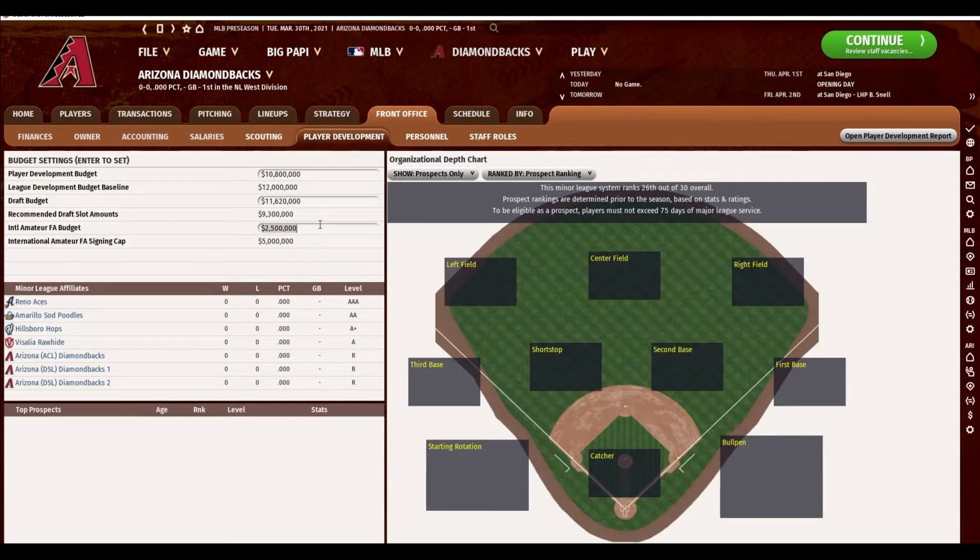I always will put my international amateur budget at $5 million, not $500,000, $5 million. Because as you know, if you get a stud international free agent and you're looking to rebuild, or even if you're not looking to rebuild and you're just looking for some good prospects, sometimes the international amateurs can really find you some studs. This is the one place, though, where if you want to cut this back to zero and just skip international free agents for a year or two and invest that money elsewhere, you can.